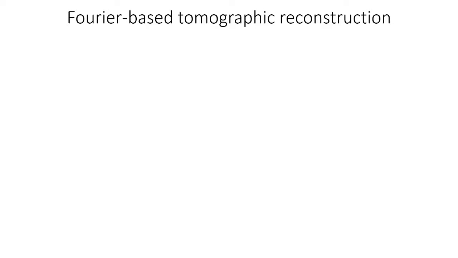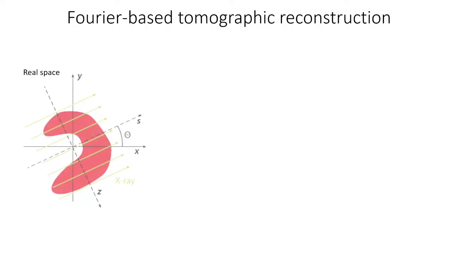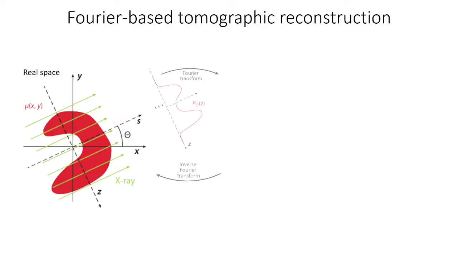Reconstruction is done through the Fourier slice theorem. A parallel X-ray beam penetrates the sample in the xy plane in a direction given by S with an attenuation coefficient distribution μxy in real space. The projection is acquired at the incident angle theta. Then, as the beam passes through the sample, the X-ray intensity will drop exponentially according to the Beer-Lambert law.